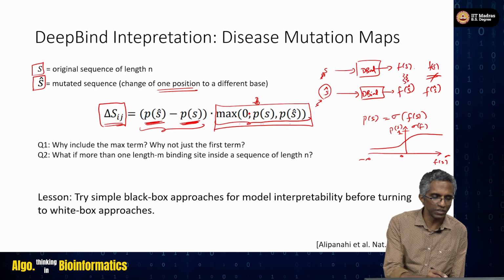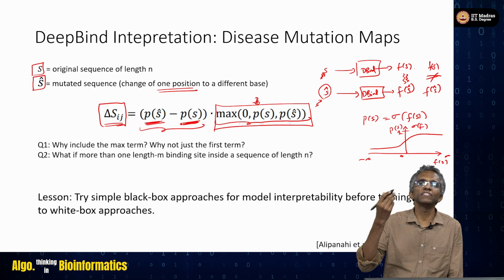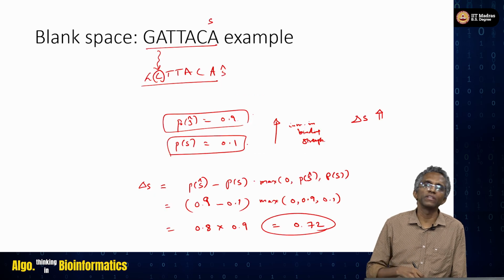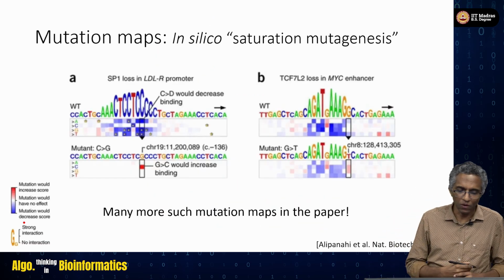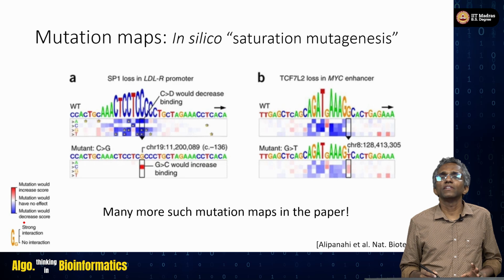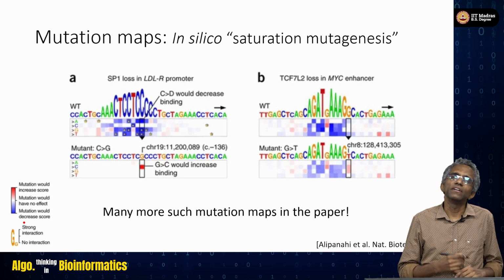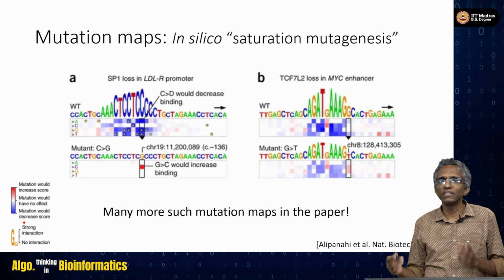So, positive scores mean you have an increase in binding affinity when you make the mutation, negative scores mean you drop in the binding affinity. This kind of analysis can now be applied to real protein sequences, real transcription factors and then real gene sequences.